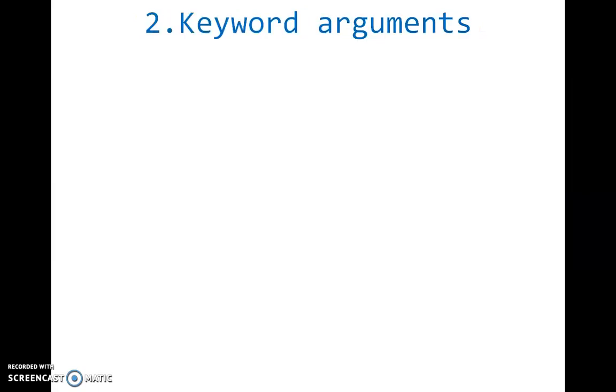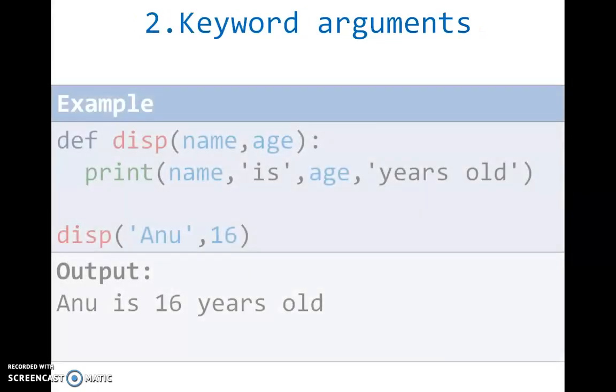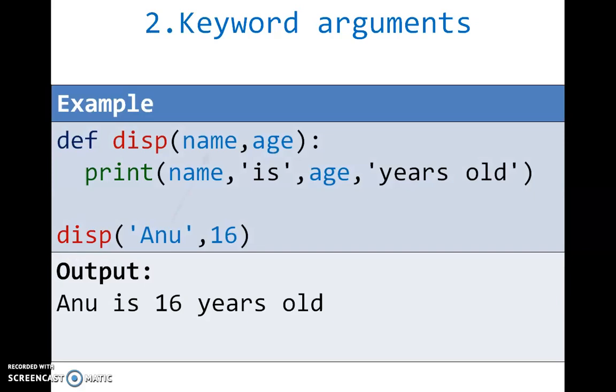Keyword arguments. Look at this example. In the function call disp('anu', 16), anu is passed to name and 16 is passed to age. So this is similar to required arguments. There are two parameters in the function definition and two arguments in the function call. And you get the output: anu is 16 years old.